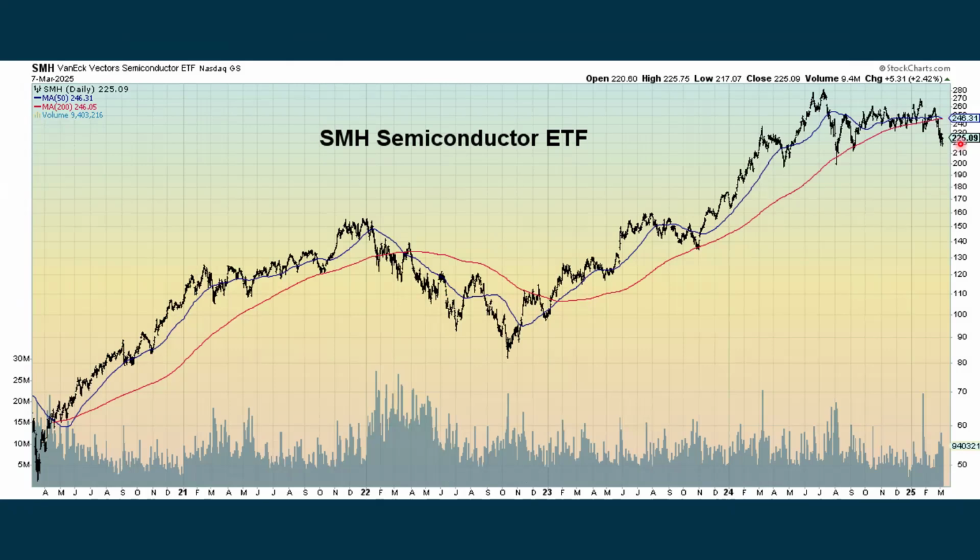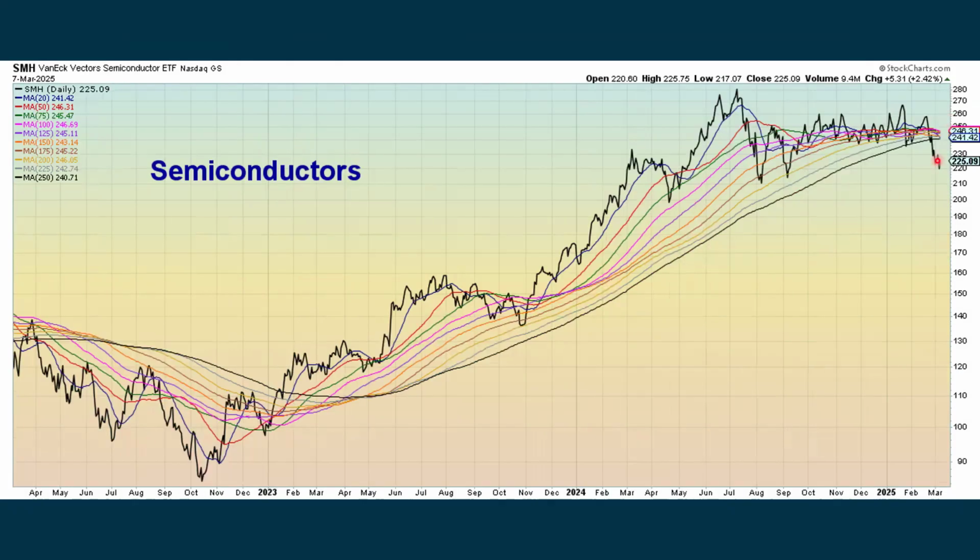Here is the SMH semiconductor ETF. We're just about ready to see a death cross here with this. This is the same ETF that I just showed you, but we're falling further below the rainbow. And you can see these lines are really starting to bunch up right now.